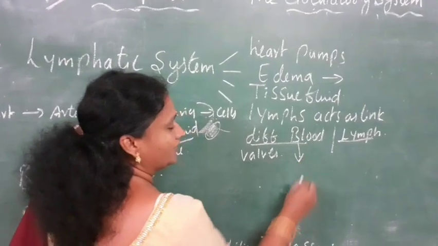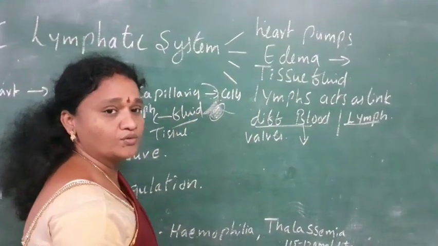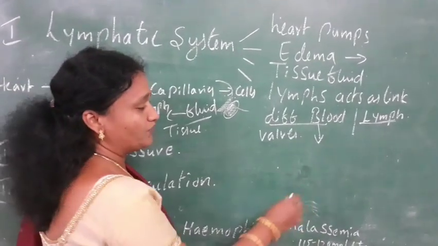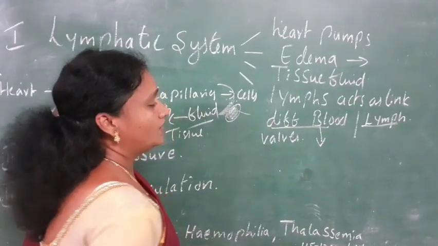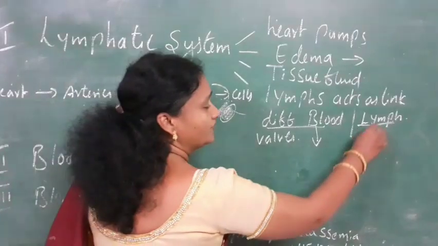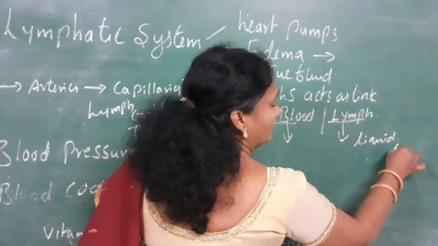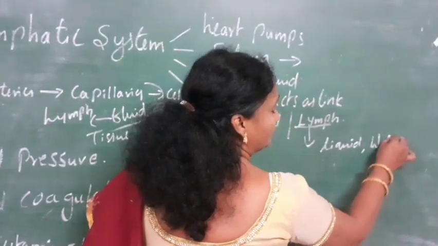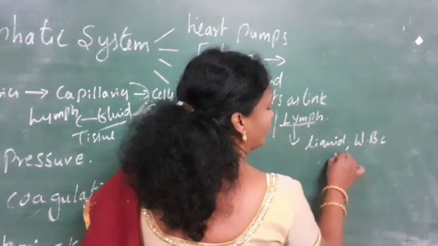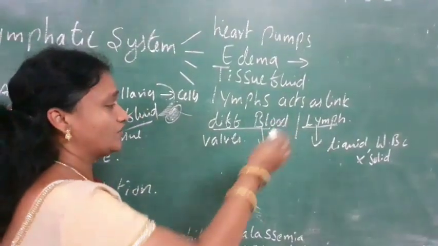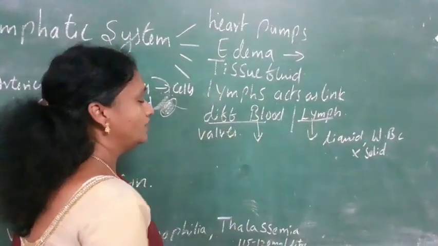Blood contains a liquid portion, it contains the minerals, and it contains the cells. Solid particles are also present in the blood. When we see the lymph, it consists of only the liquid portion, and a little amount of WBC will be present, and it does not have any solid particles. So that is the main difference between blood and lymph.